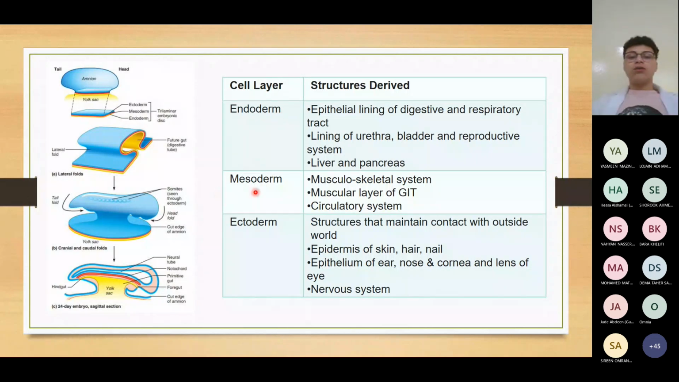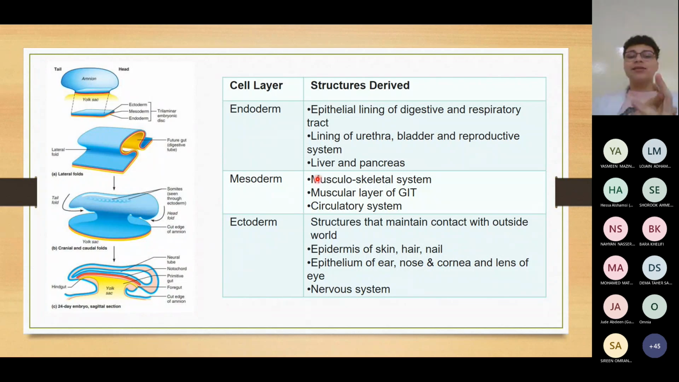Now, moving on to the mesoderm. Mesoderm, remember from the M. What did I tell you to remember from the M? Mesenchyme. And I want you to remember another thing. M, muscles. Okay. The mesoderm forms most of, not most, all of the muscles in our body. They are formed by the mesoderm.